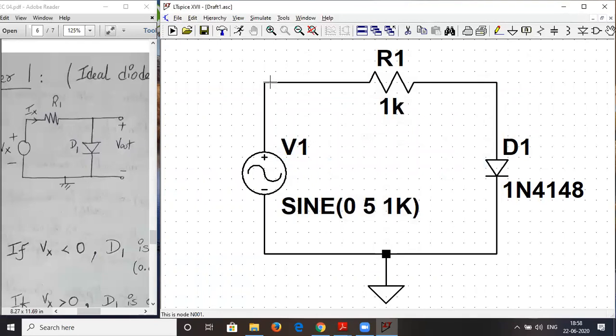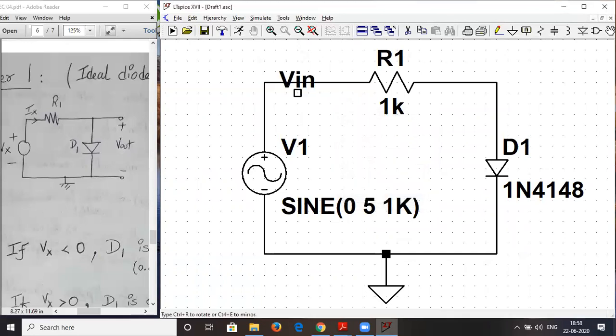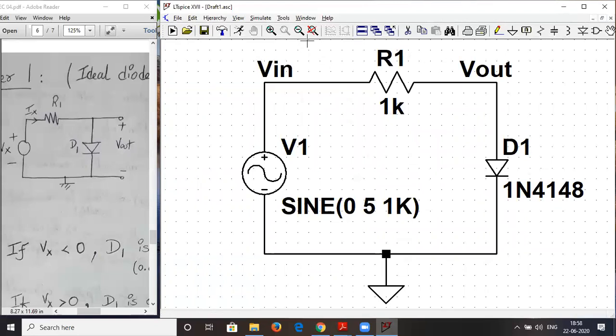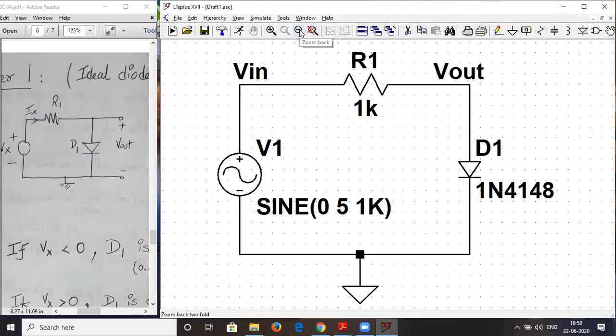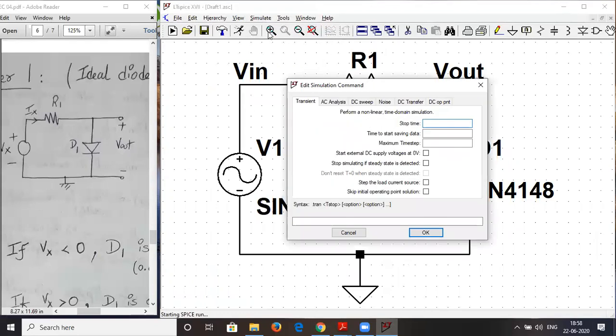So let me label this input and output node. Let me call this V in, and similarly I'll call this V out. And we are ready to simulate the circuit. So I'll click on simulate, and I'll click on run. Now we want input versus time and output versus time.